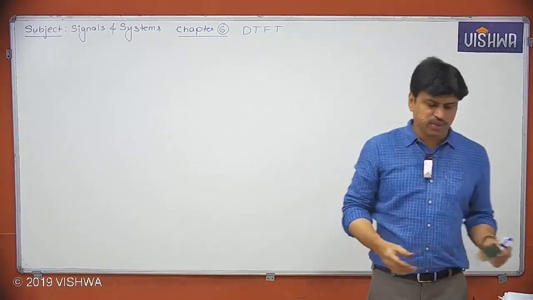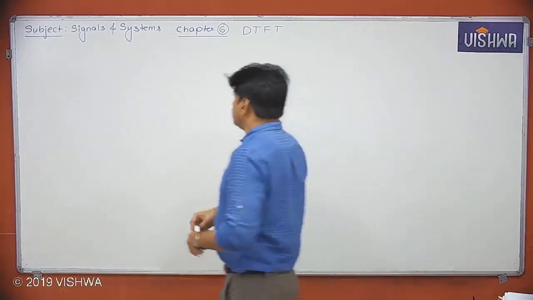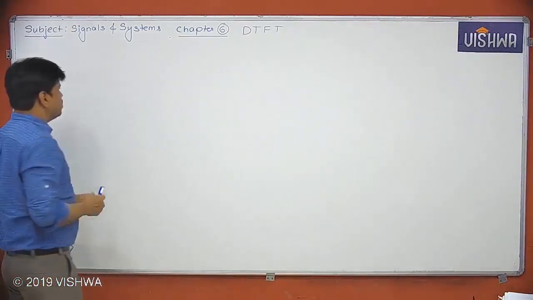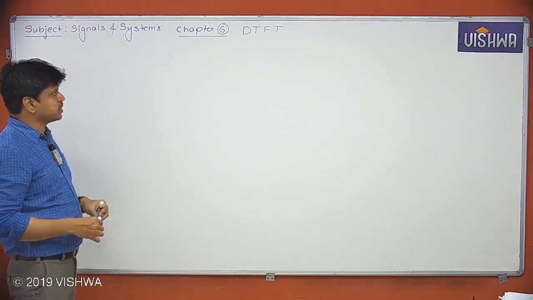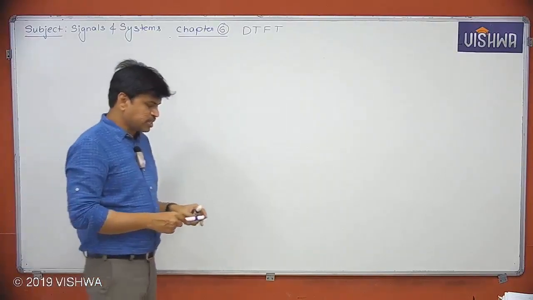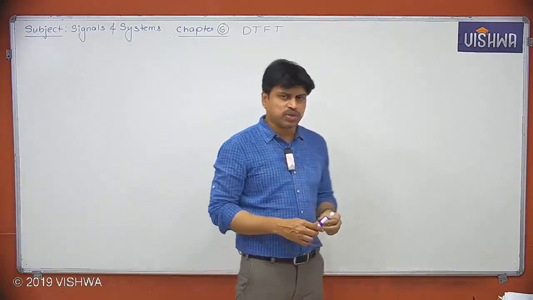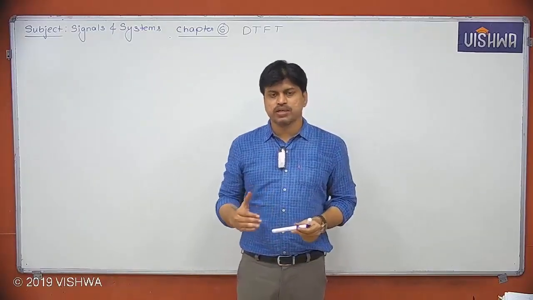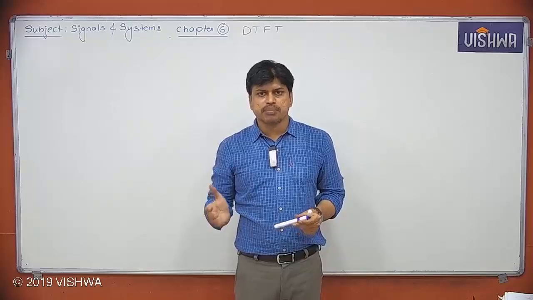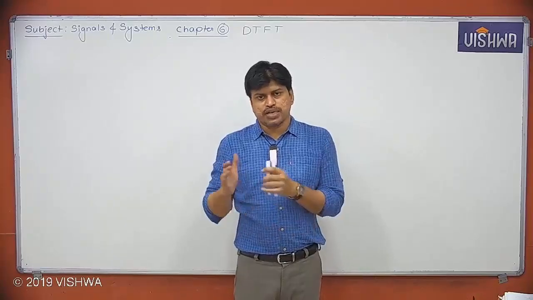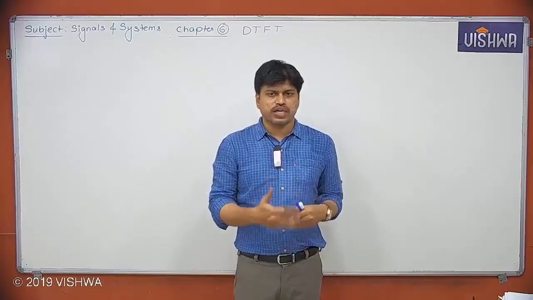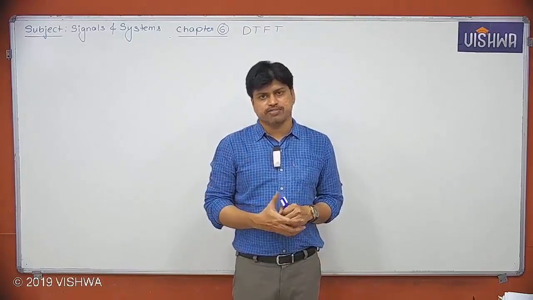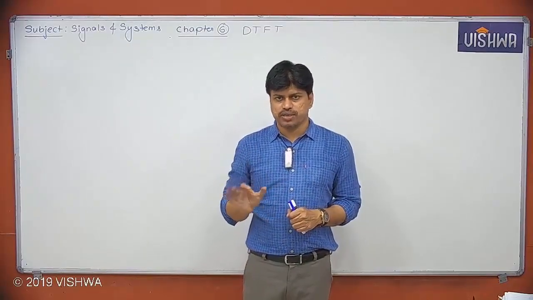I can enter into DTFT now. Let's see. DTFT is similar to the Fourier transform for continuous time signals. There, in the continuous time signal, we used a continuous aperiodic signal. Here we are going to use a discrete time aperiodic signal. For a discrete time aperiodic signal, what frequency content do we have? To find that out, we have to use the DTFT, the discrete time Fourier transform.